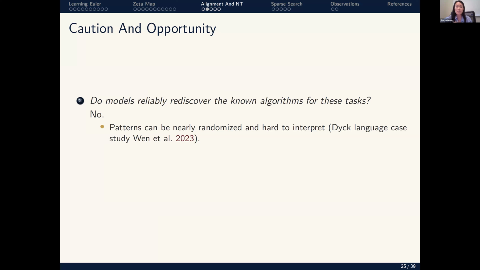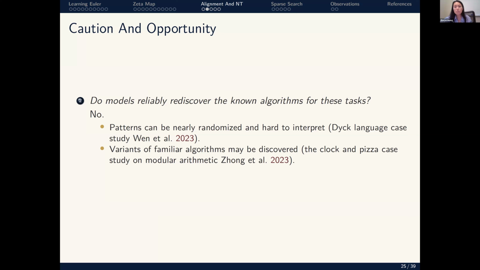Fortunately and unfortunately for us, no. The unfortunate part is that these patterns that we can observe can be nearly randomized and hard to interpret. But the good news is that we can also discover variants of familiar algorithms. In the case of modular arithmetic, not only can a transformer do a clock method, they can also do something called a pizza method. Very similar, but slightly different. We can use our scaffolding algorithm as another example of this as well. So this poses both a challenge, but also an opportunity to discover new algorithms.